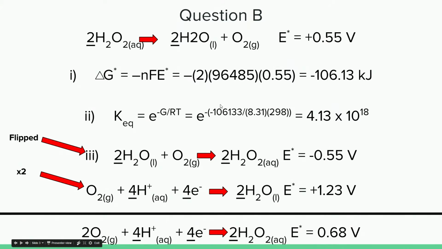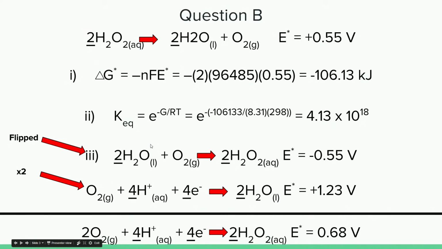The second problem asks us to determine the value of the equilibrium constant K for the reaction at 25 degrees Celsius. I did this by using the equation K equals e to the power of negative delta G divided by RT. I substituted the value I got up here, which was the delta G, and divided that by R, which is 8.31, times the temperature. It was 25 degrees Celsius, but you have to add 273 to get it into Kelvin. If you do that, you end up getting 4.13 times 10 to the 18th.